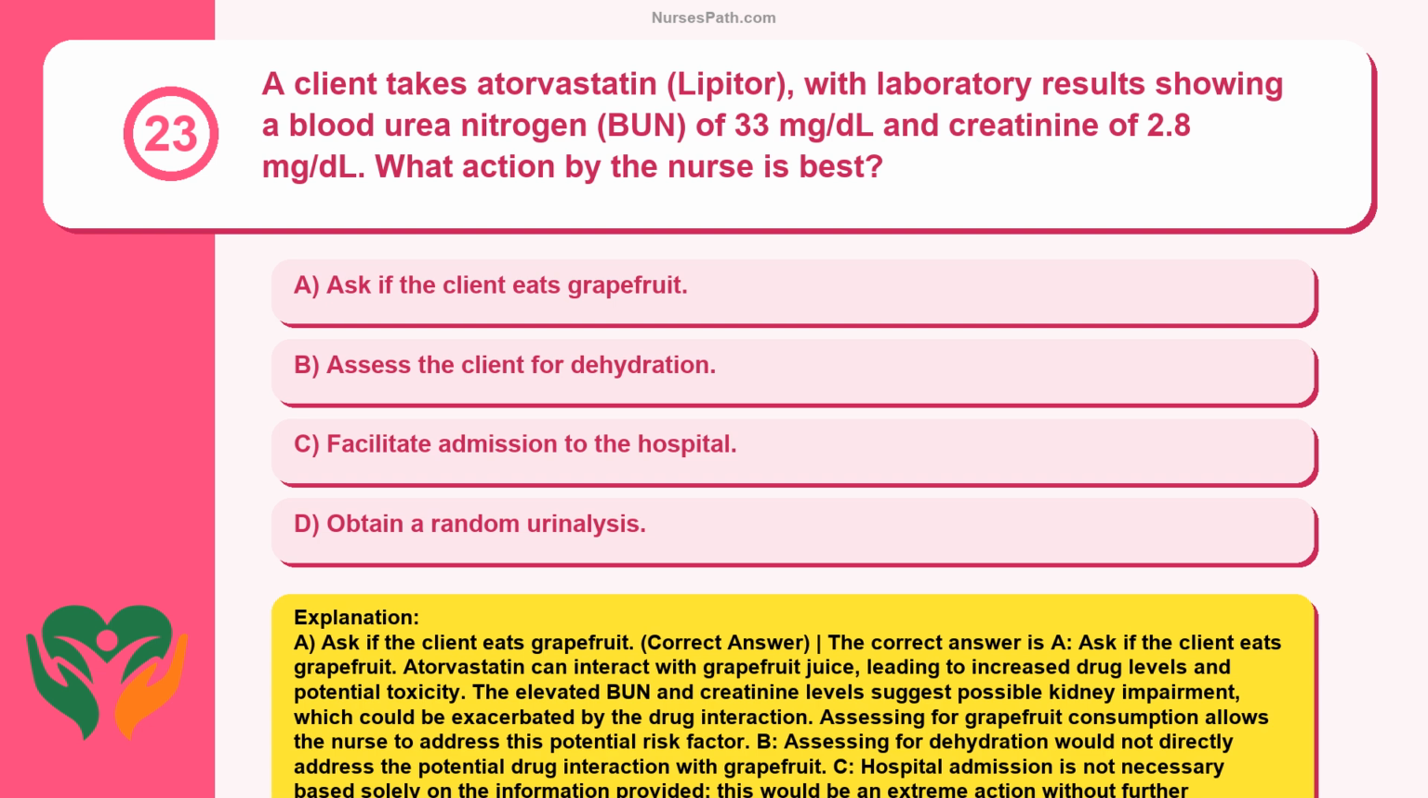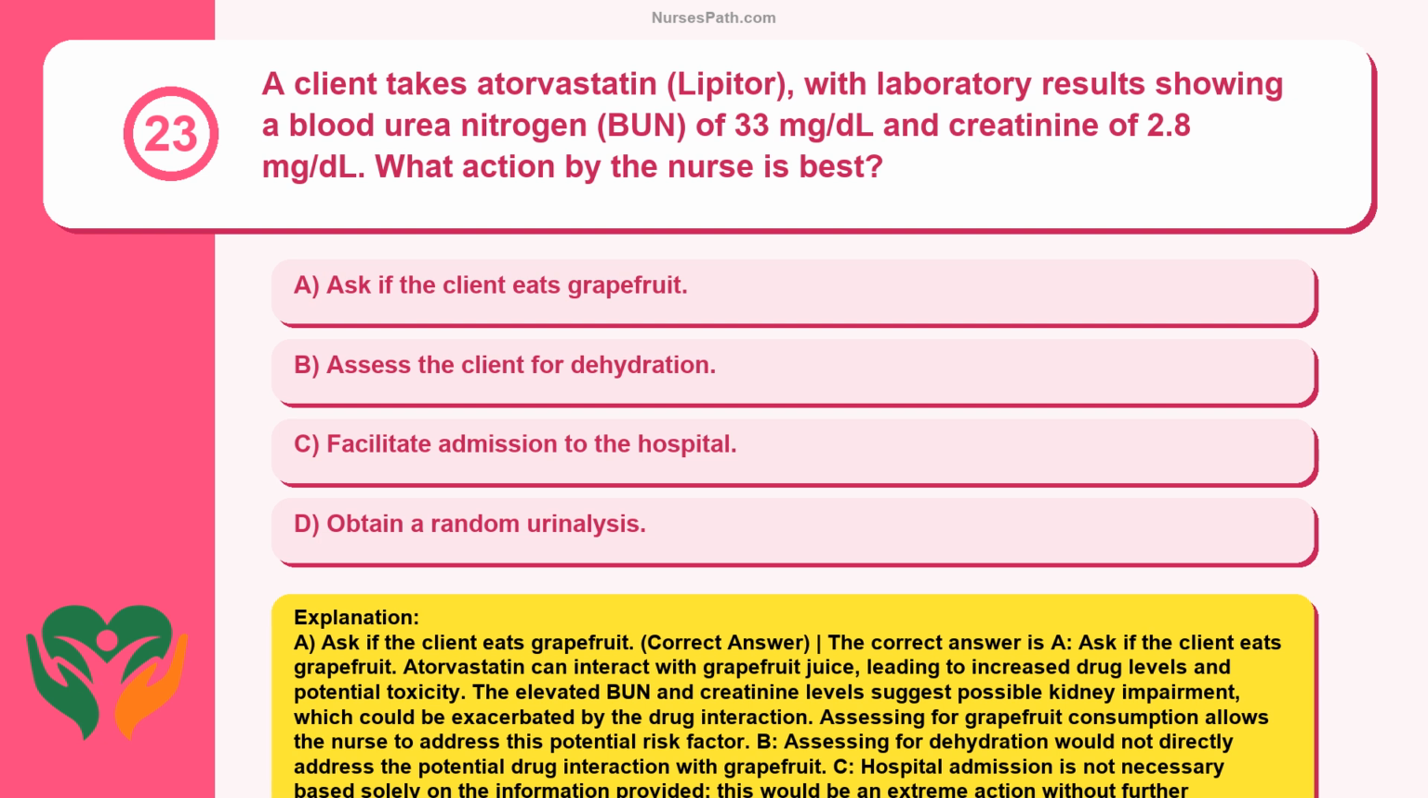A. Ask if the client eats grapefruit. Correct answer. The correct answer is A. Ask if the client eats grapefruit. Atorvastatin can interact with grapefruit juice, leading to increased drug levels and potential toxicity. The elevated BUN and creatinine levels suggest possible kidney impairment, which could be exacerbated by the drug interaction. Assessing for grapefruit consumption allows the nurse to address this potential risk factor.